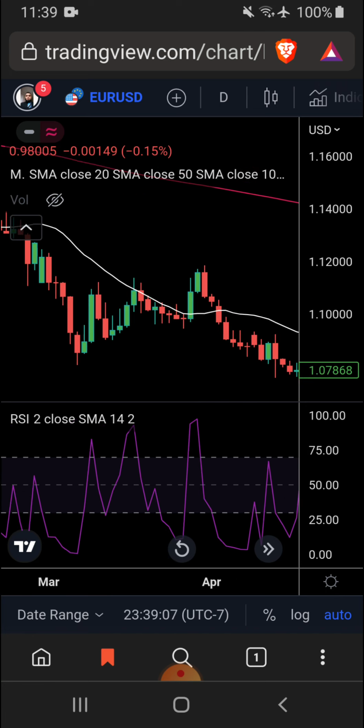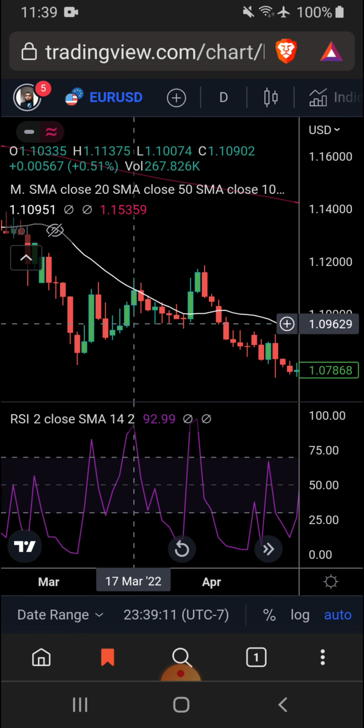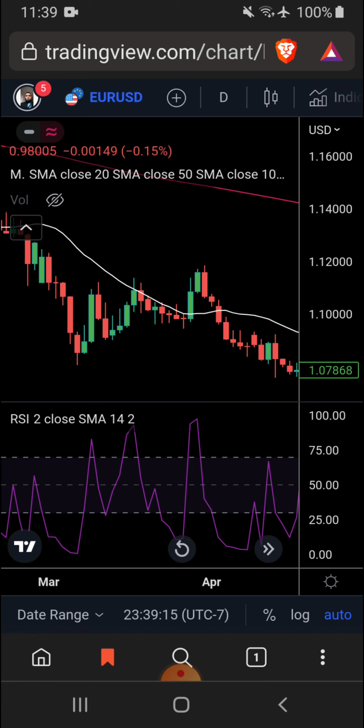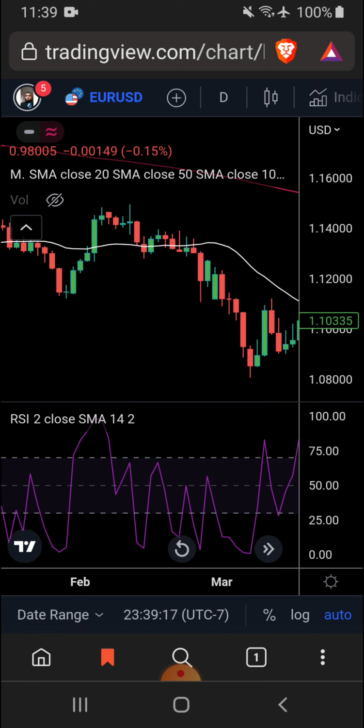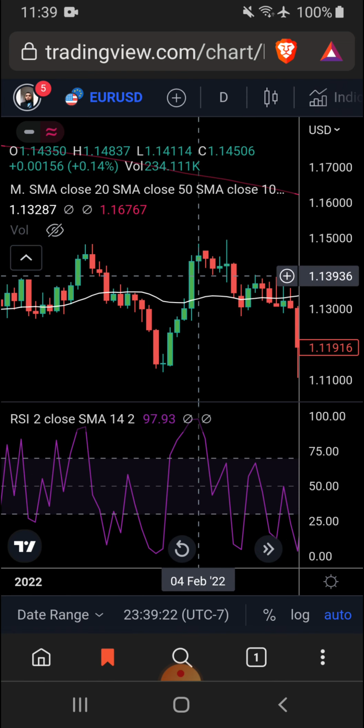So yeah, that's the strategy. The thing is, obviously you don't get too many trades with it. So you got 2 in March there. It was above. Another in February.